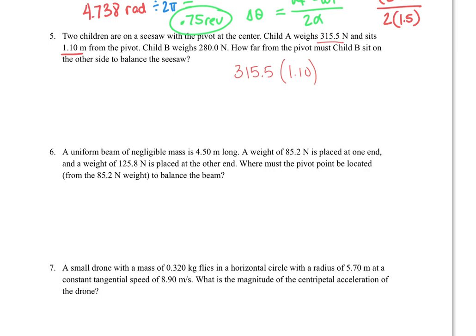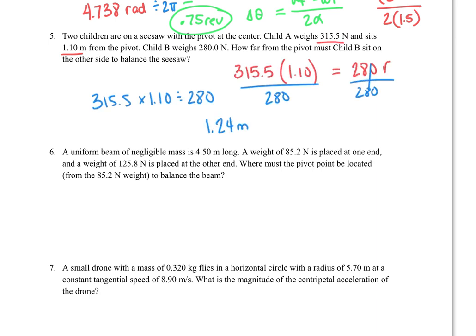If your forces are balanced, then that will equal the force of the other child times how far away he is. And that's what we're solving for, right? So assuming they're balanced, the force of this guy times its radius should equal the force of that guy times his radius. So to solve for radius, what am I going to do? Just divide. In your calculator, you can just divide by that 280 to solve for that radius, which means it's going to be 315.5 times 1.10 divided by 280. This is 3 significant digits. You should get something like that.